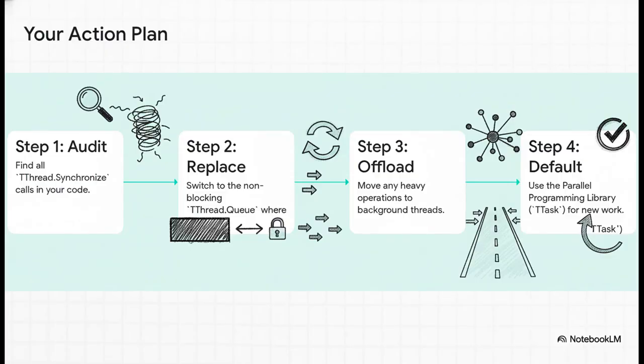So, the verdict is in. Here it is, your action plan to eliminate ANRs for good and make your app feel fast and fluid. Step 1. Audit your code. Hunt down every single use of that blocking TThread.Synchronize call. Step 2. Replace them with a non-blocking TThread.Queue wherever you possibly can. Step 3. Find any heavy lifting that's still happening on the main thread and get it moved to the background. And finally, step 4. For any new background work you write, just make the Parallel Programming Library and TTask your default choice from now on.